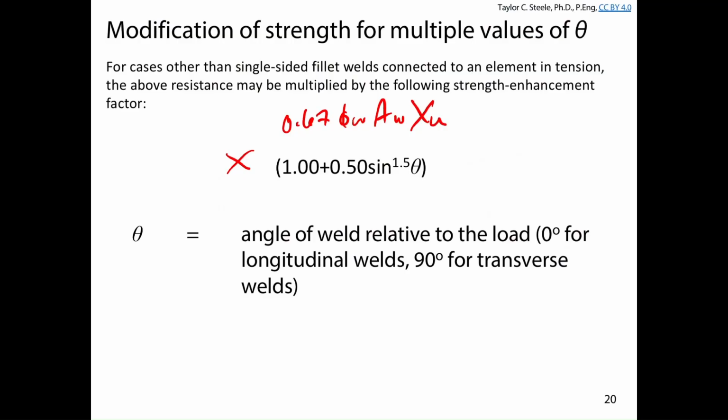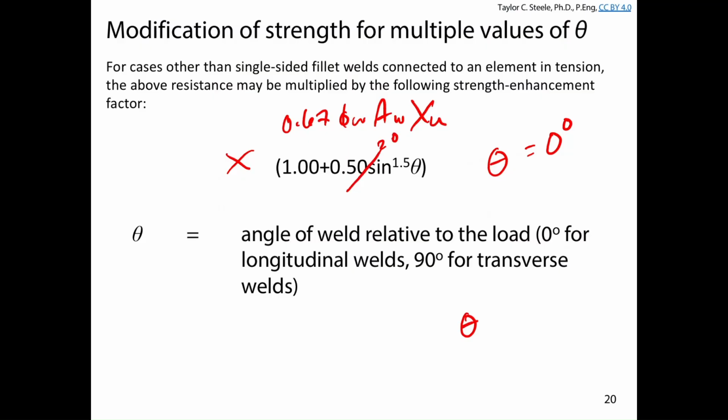So this works for different values of theta. Let's just say if theta is equal to 0 degrees, what does this factor calculate out to be? 1 plus a half sine theta to the 1.5. If theta is 0, what should this factor be? 1, right? Sine theta is 0. Anything to the power of anything... multiply anything by 0 is 0. So this goes to 0 and we get 1.